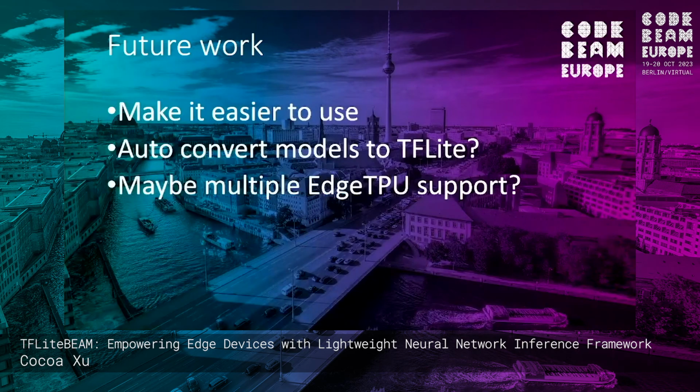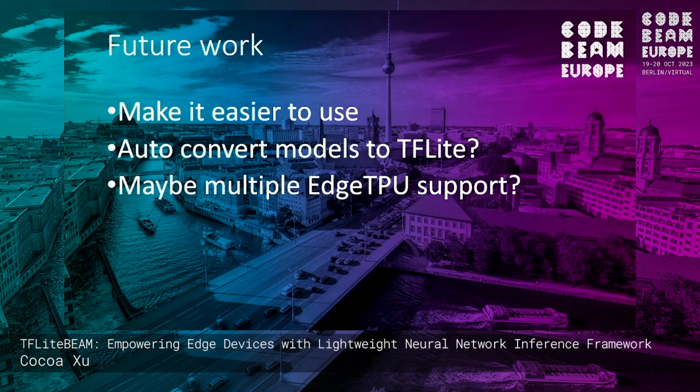Secondly, I want to auto-convert models to TFLite, because when you are using ONNX to train your neural network model, then it would be great if you can directly use that model with this library, so you don't have to convert your model to TFLite models somewhere else. It will simplify the process. And lastly, I guess some people may be interested in using multiple Edge TPUs.